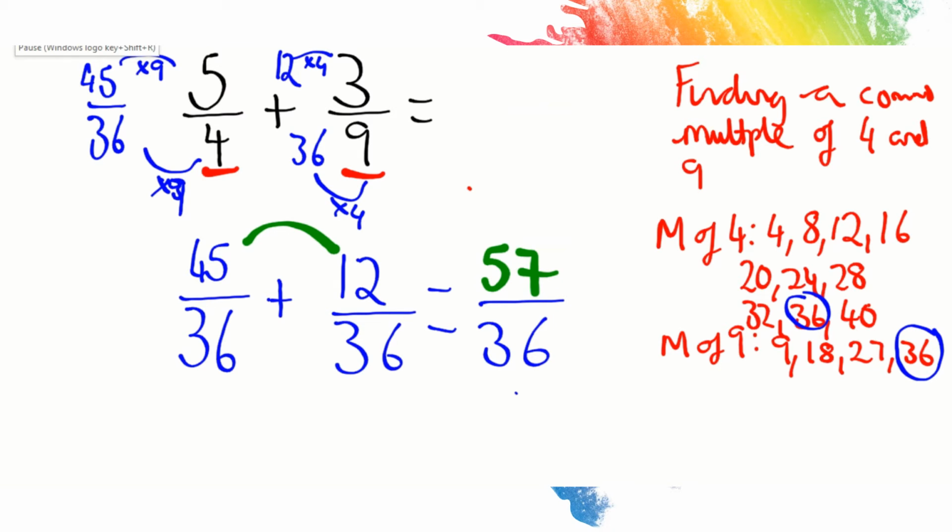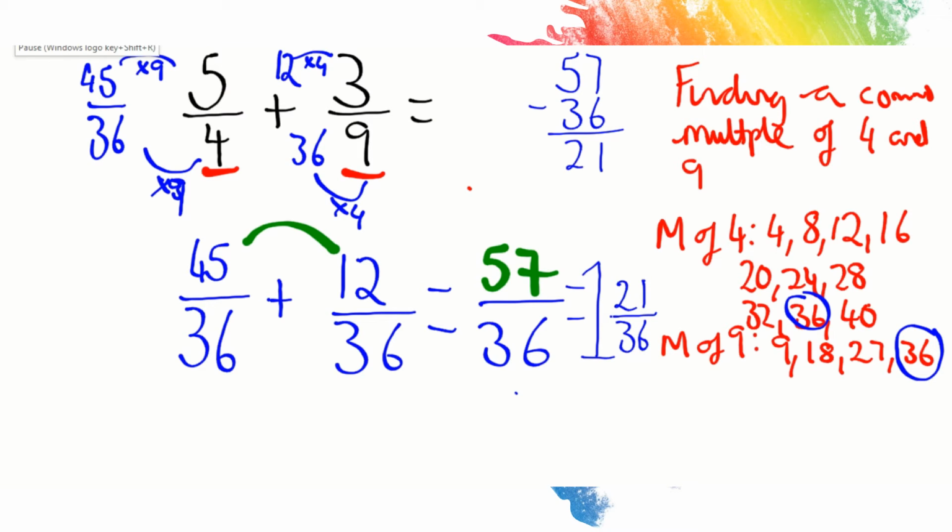Okay, so what I need to think about is how many 36 can I get into 57 without going over? That's 1. Okay, because I can do what I can do up here. I'll show you 57 subtract 36. Well, that leaves me with 21. So I'm going to have 21 left over. And the denominator stays the same.